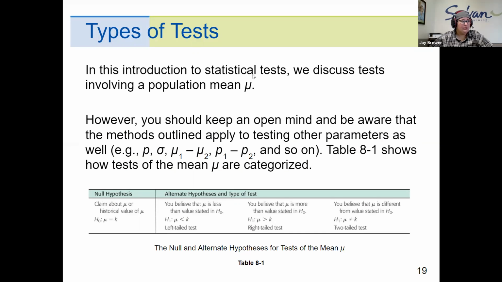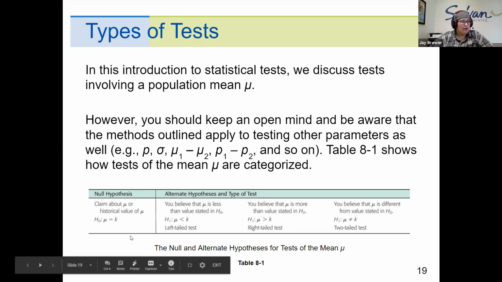In this introduction to statistical tests, we discussed tests involving a population mean. However, you should keep in mind that the methods outlined apply to testing other parameters as well, such as p, sigma, and so on. Table 8.1 shows you how tests of the mean are categorized. Again, you want to write this down at least in your notebook, if not on your note card.